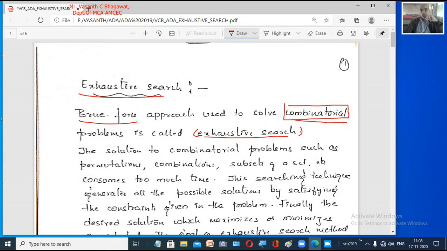Hello friends. So today we are going to look into another type of searching, which is called exhaustive search. So what do you mean by an exhaustive search? In the previous class we have seen the brute force technique.